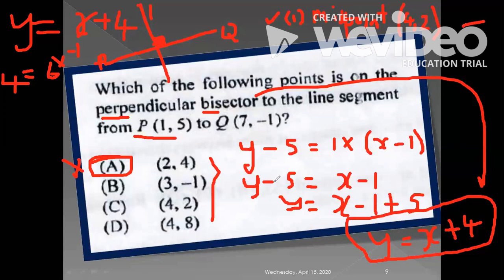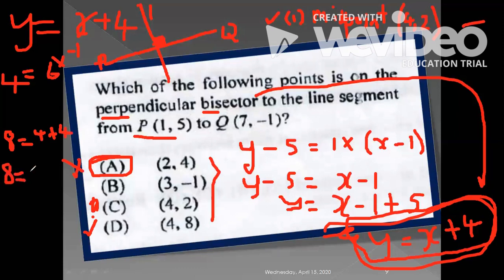Sir, I think it's C. Okay, let's try C. No, try D. I said D. All right, let's try D. So y is 8. Remember, we're using this formula here, so x is 4. 4 plus 4. Well, what do you know? 4 plus 4 is actually 8.